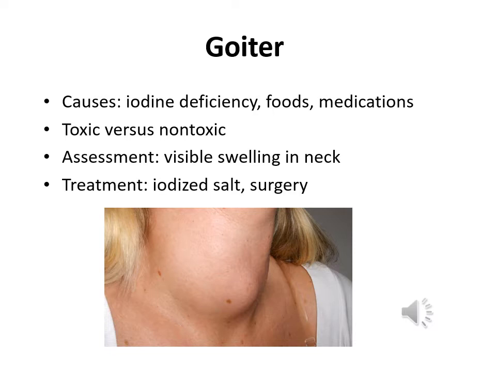TSH and T4 levels are drawn to determine whether the goiter is associated with a normal or abnormal thyroid function. Thyroid antibodies show the presence of inflammation in the thyroid. Clients who have goiter will present with visible swelling in the neck, as shown in the image, and treatment consists of intake of iodized salt and surgery.